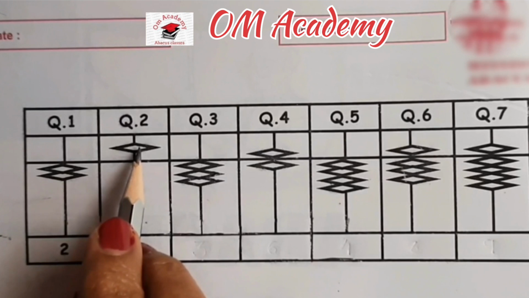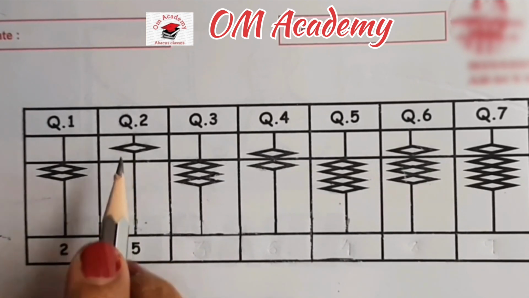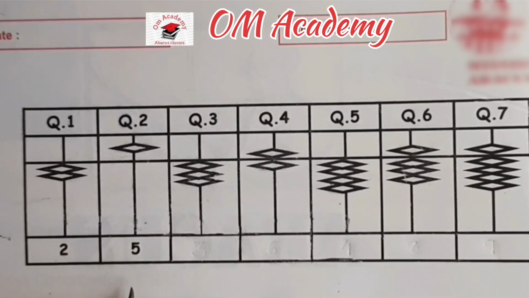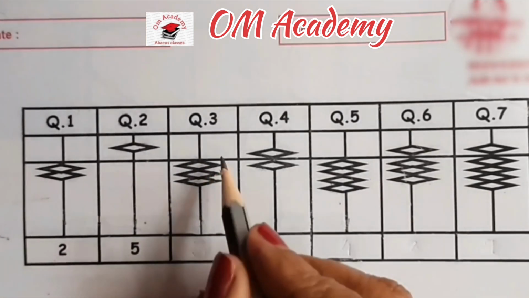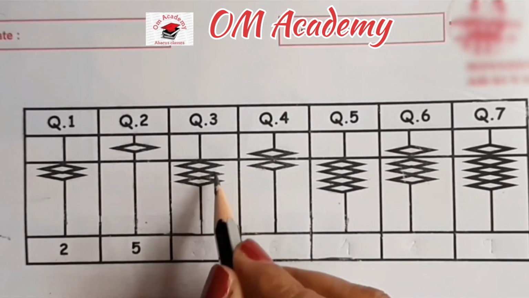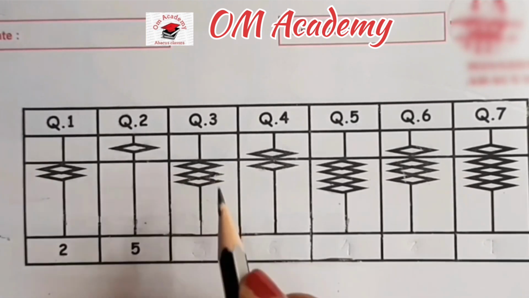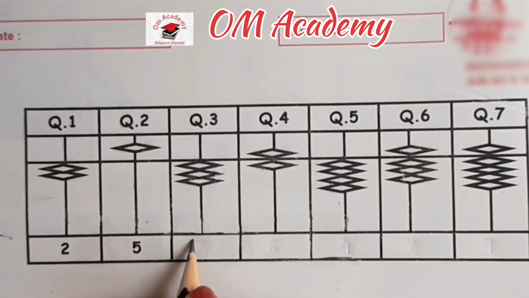Question number 2. One upper bead is there, which value is 5. So the answer is 5. Now we are going to start from question number 3. 3 lower beads are there, which value is 1 each. So the answer is 3.